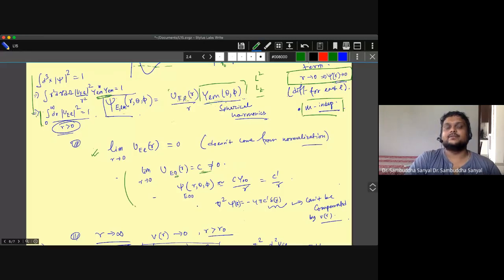So let's take the condition for L equal to 0. Put L equal to 0, which means M is of course 0. Then the full solution will become C y00 by R, and y00 is some constant, not 1, so it is C prime by R. So I know this is the solution.